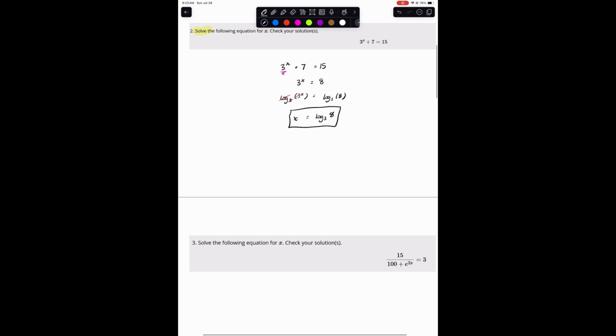And we check, you'll see that we get 3 to the power of log base 3 of 8. These cancel. Let me write out the rest. Plus 7. So this is 8 plus 7, and it gives us 15, which is indeed equal to 15.